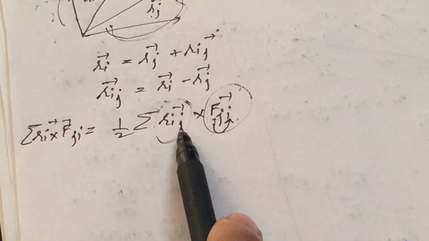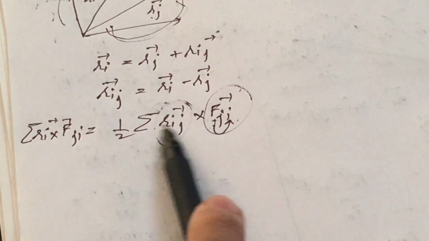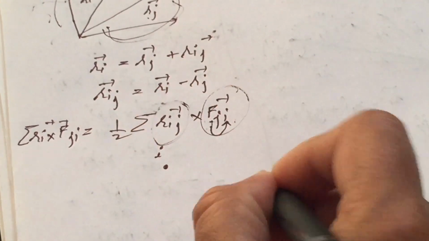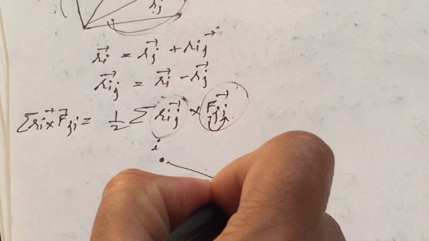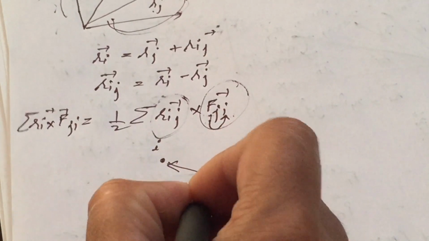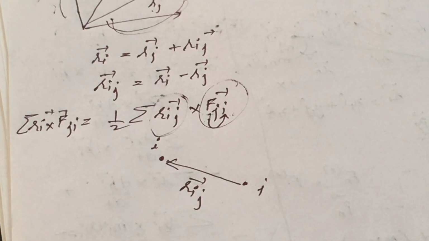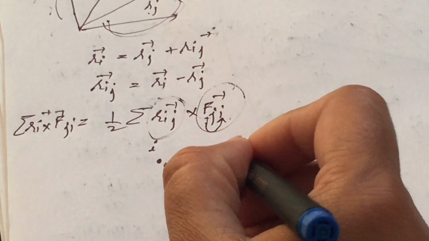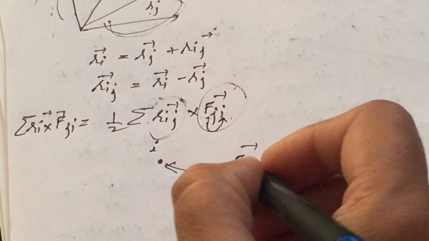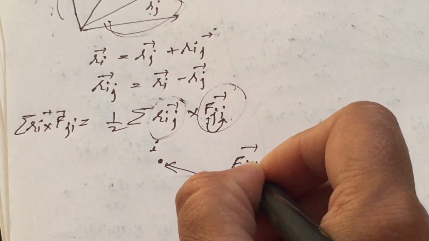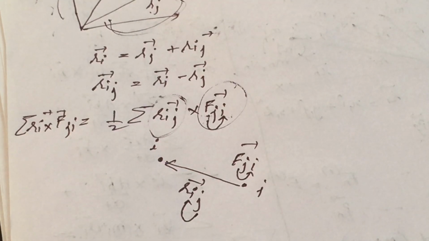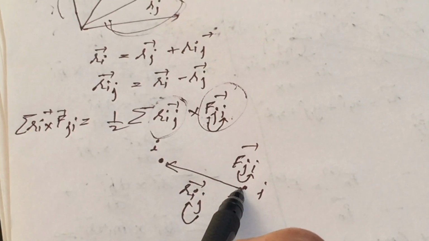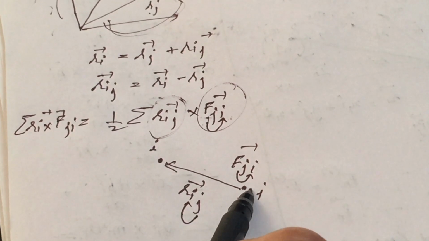Now, what is the relation between the direction of these two vectors? Say these are our ith and jth particles, and this is the direction of our displacement vector, which we represent as rij, that is, we are moving from j to the ith particle. And if fji is the force on the ith particle due to the jth particle, then what is the direction of fji?